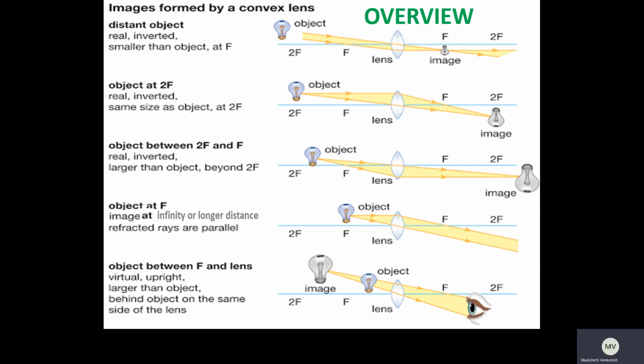In overview, here are the 5 cases. It's much easier to understand here, how the object is approaching the lens and the image is formed beyond the lens.